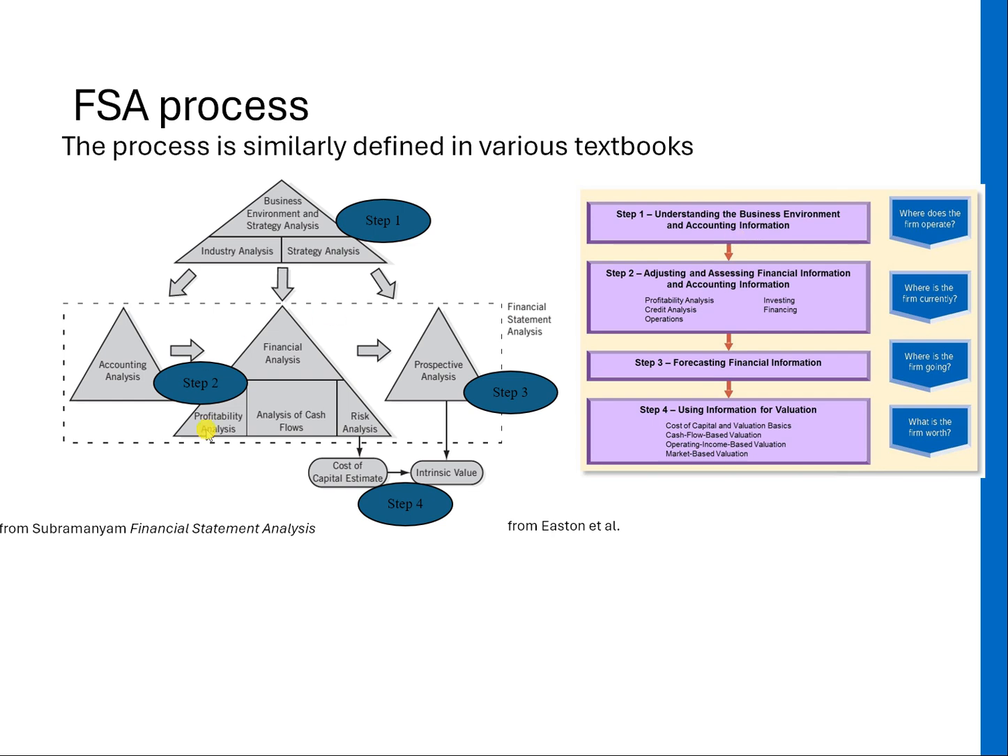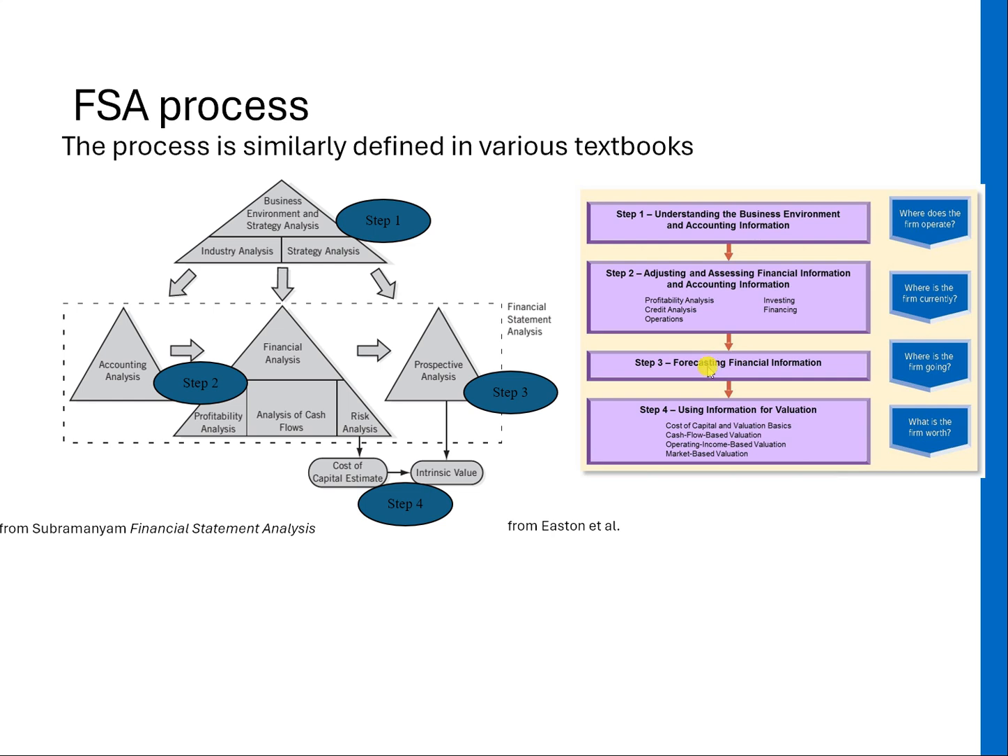Next, we need to understand the company's accounting information, because all their financial information is recorded by accounting. Understanding accounting information is a big topic. We're going to do the accounting analysis, and from there, we're going to do the financial analysis. Within the financial analysis, we're going to check multiple points like profitability, cash flows, and risks. So step 2 is a big topic, which we're going to focus on.